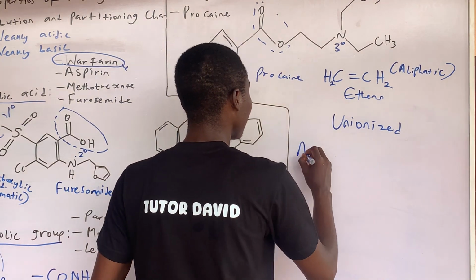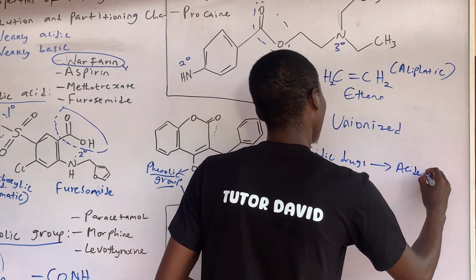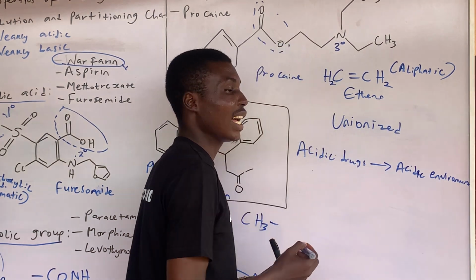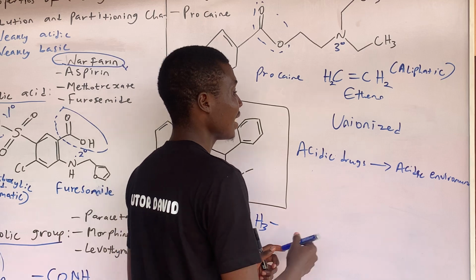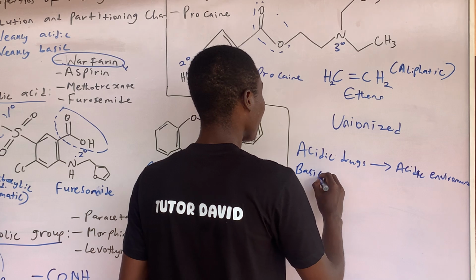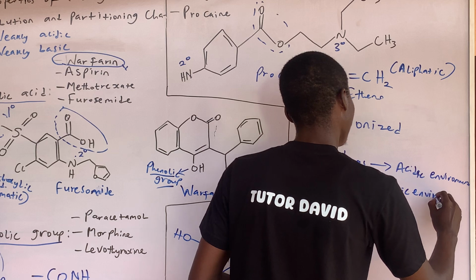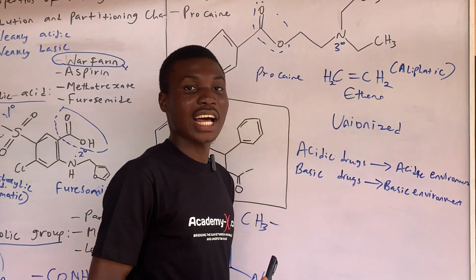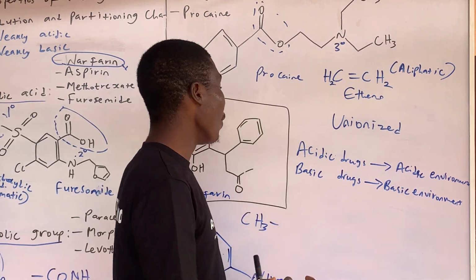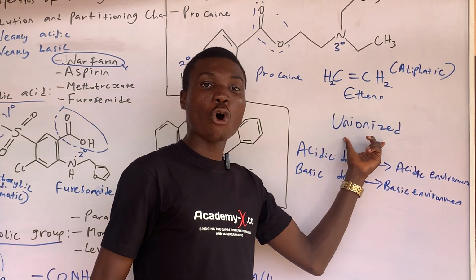So when acidic drugs are in acidic environments, they remain unionized. When basic drugs are in basic environments, they remain unionized. But when you have acidic drugs in basic environments, they become ionized. And when you have basic drugs in acidic environments, they become ionized. So drugs are better absorbed in their unionized form.